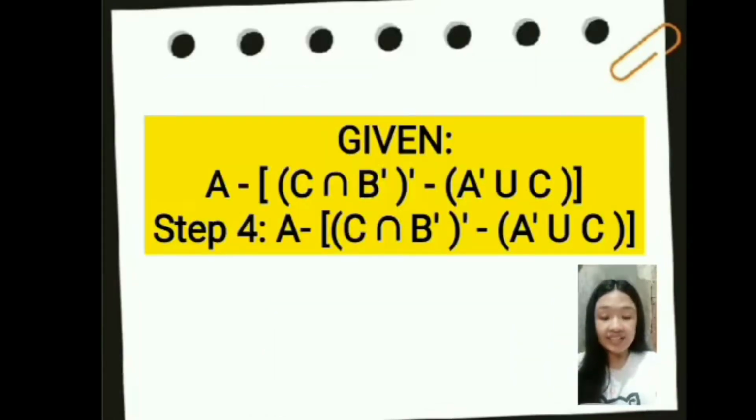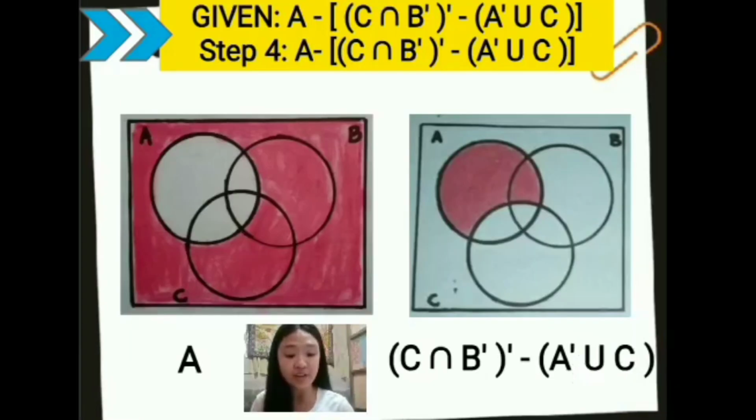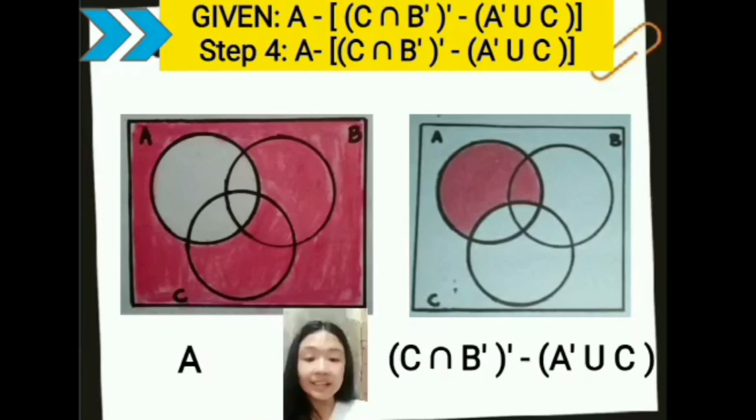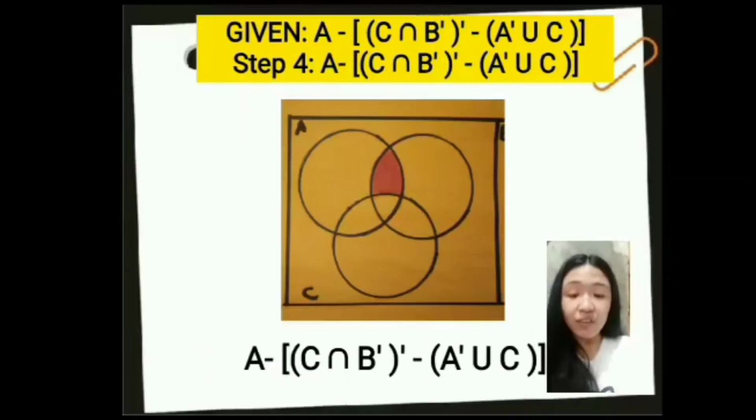So, we are now on the last stage of shading of Venn diagram involving 3 sets using the given problem, which is A minus the complement of the intersection of C and B prime minus the union of A prime and C. Next, we should eliminate the shaded parts from the second diagram from the first one, since it is about subtraction. And there it is, the final answer for the given.